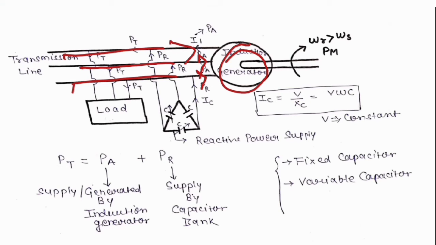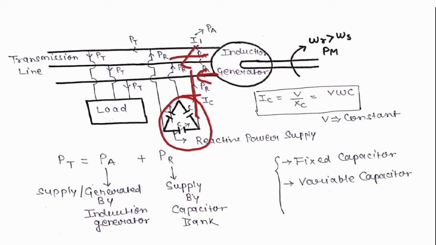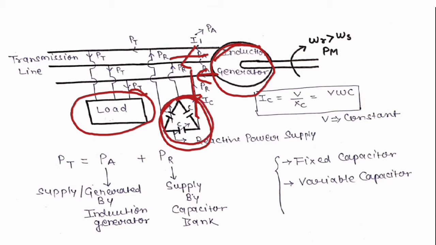So in this case the stator winding gets magnetized through the reactive power, then active power is supplied through this, and this one is the reactive power supply. There are two roles of the reactive power supply actually. First is to give the supply to the induction generator stator winding for magnetizing purpose, then second to give the supply to the load.